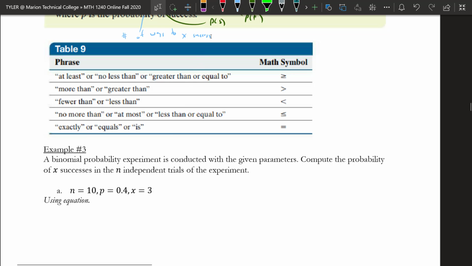right? And then this next table is just reminding us of some mathematical phrases that you want to be comfortable with. So given a certain phrase, how does that translate into a math symbol, right? So if you're not good with that, make sure you look over that table 9 and try to get comfortable, right? We'll try some examples to practice this as well.